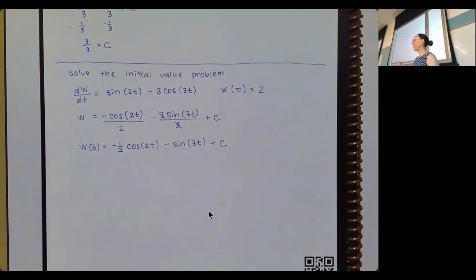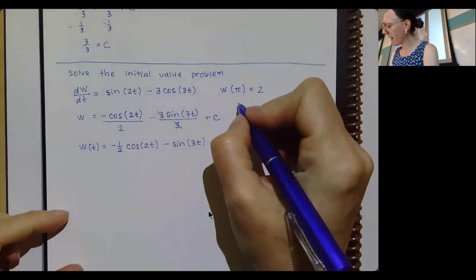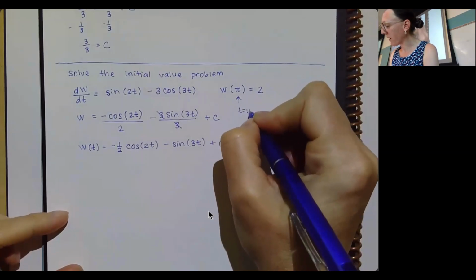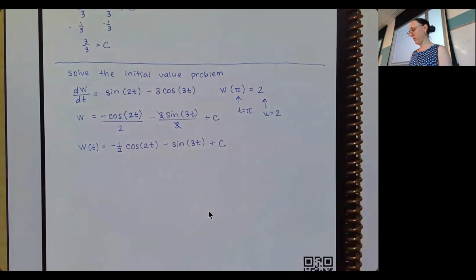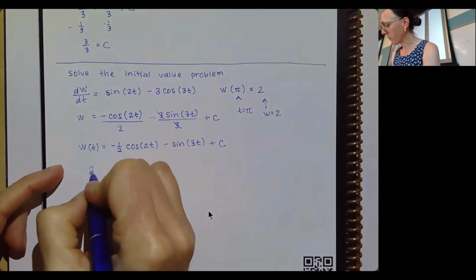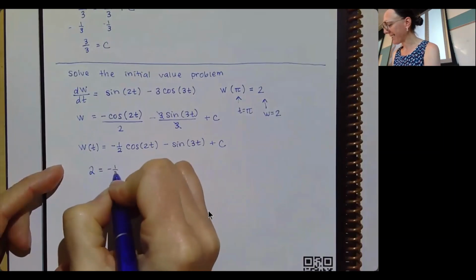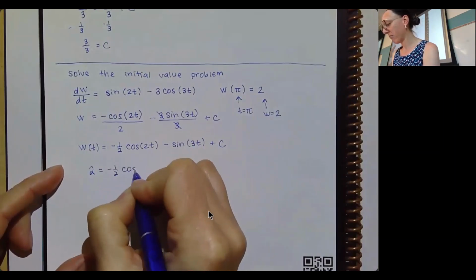Moving to deal with our initial condition. Our initial condition here says that when t equals pi, w should equal 2. So I'm going to replace my w with a 2, and everywhere I've got a t, I'm going to plug in pi.